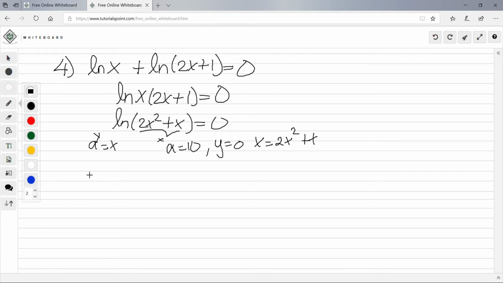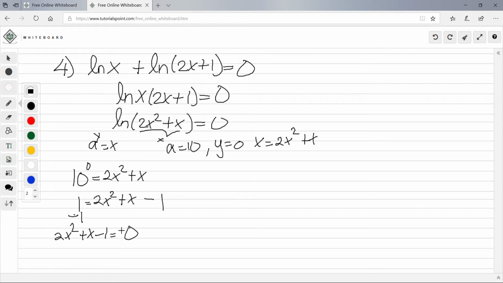Let's put it in a^y equals x form. So a is 10, and our y is 0, equals 2x squared plus x. Anything to the 0 power is just 1, so 10 to the 0 is 1. And remember, we solve for x, so we must get one side to be 0. Let's get rid of this 1 by subtracting 1. So we have 2x squared plus x minus 1 equals 0.